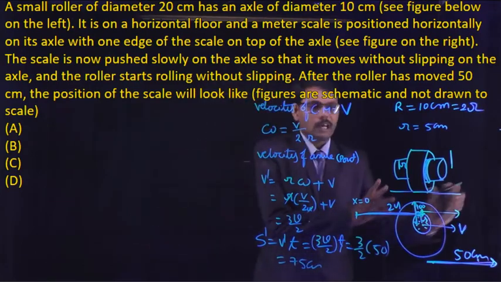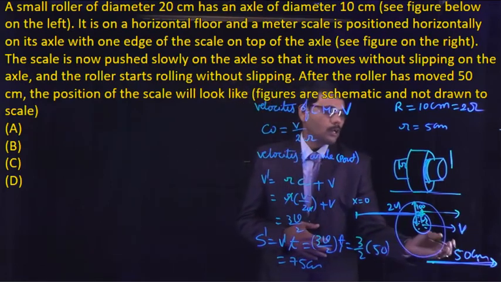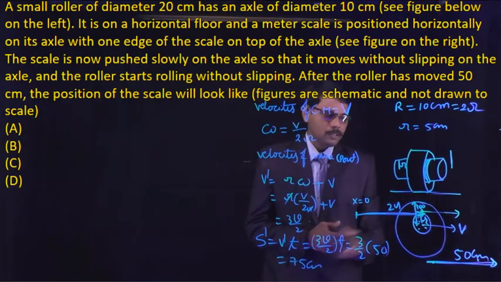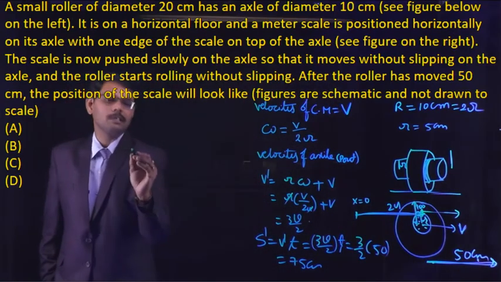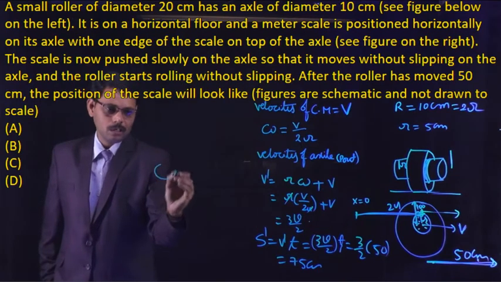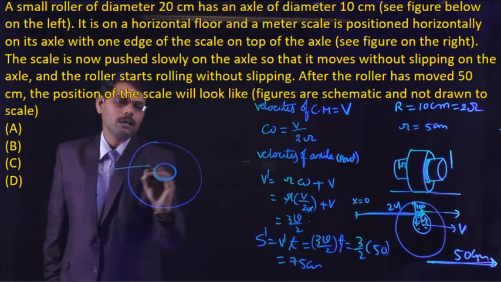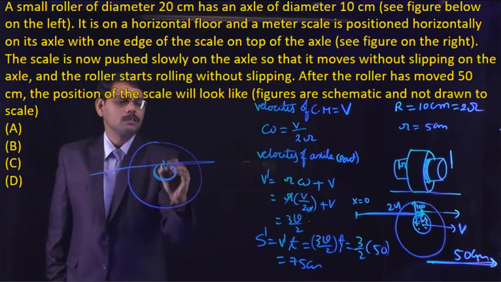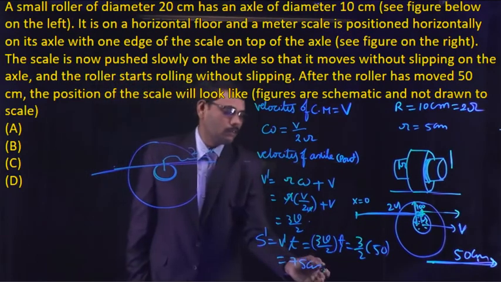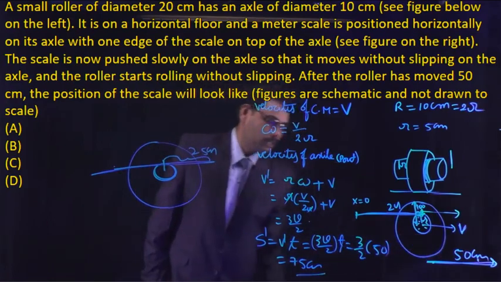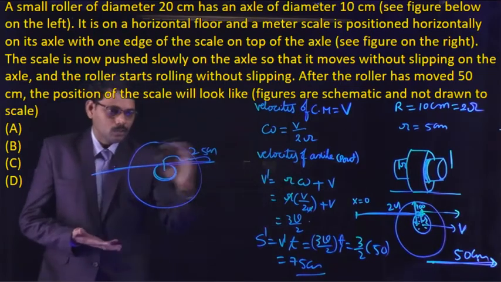So the scale travels 75 centimeters, in which the roller travels 50 centimeters. Relatively, the scale displaces by 25 centimeters. Therefore, the final position of the scale is considered relatively; the scale travels 25 centimeters relatively, because the scale travels 75 and the roller travels 50. The relative displacement of the scale with respect to the roller is 75 minus 50, so 25 centimeters.